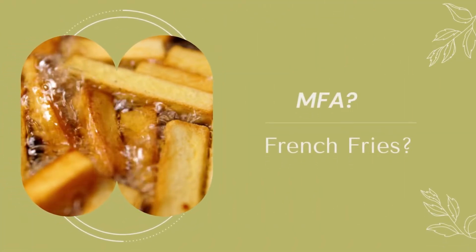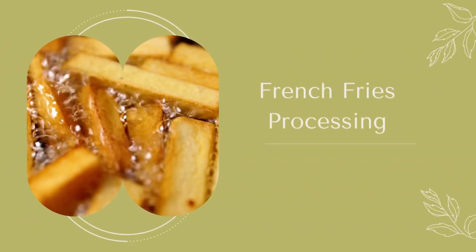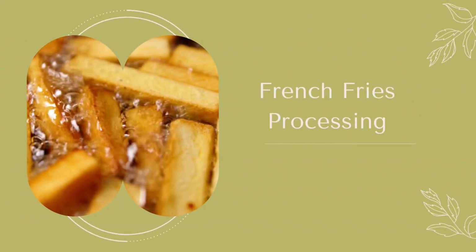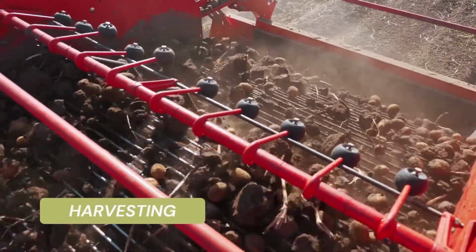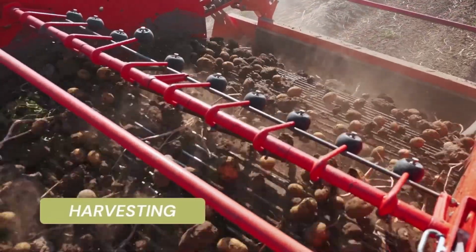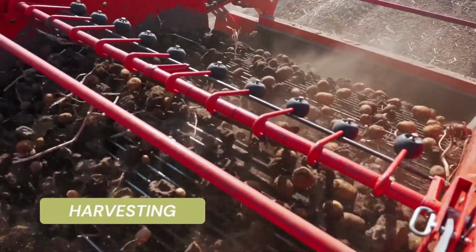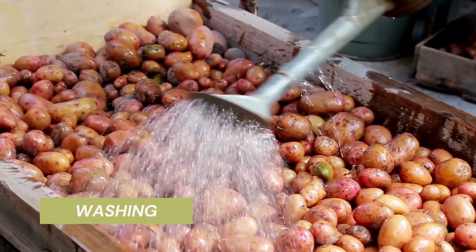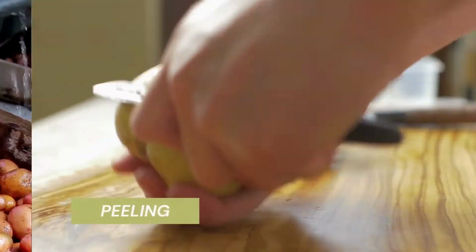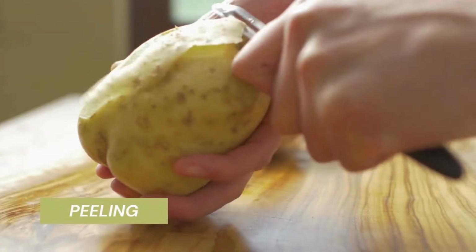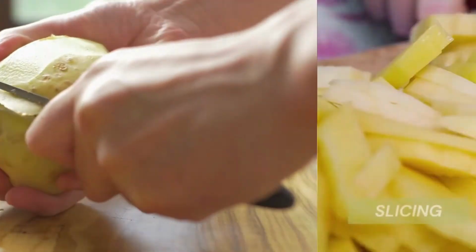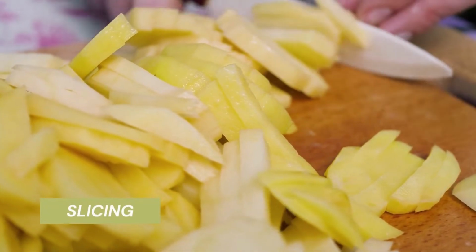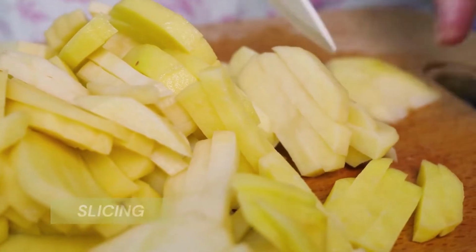Have you ever considered using MFA in a simple process like making French fries? Firstly, the harvester machine is used to harvest raw potatoes from the potato farm. Then, the raw potatoes will be thoroughly washed to remove the dirt and grime. After being washed, the potatoes will be sliced according to the desired thickness. The potatoes will then be soaked in water for at least an hour or overnight to remove the starch.